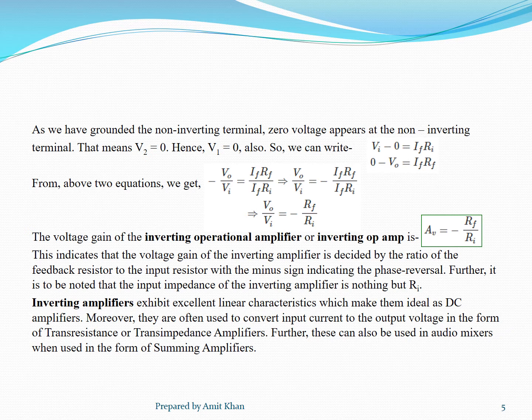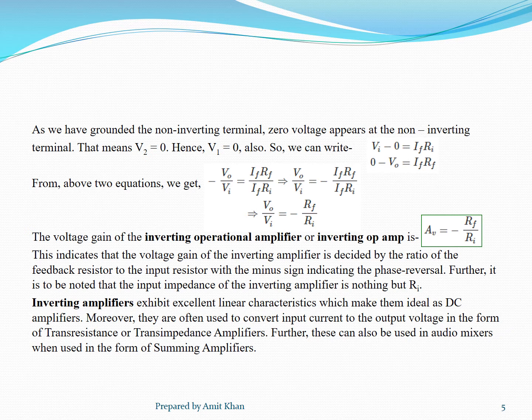Then we can see that as we have grounded the non-inverting terminal, 0 voltage appears at the non-inverting terminal. So V2 is 0 and V1 is also 0. So 0 minus V0 is IF into RF. From this equation we can write that V0 by Vi, or V output by V input, equals minus Rf by Ri. It is the voltage gain.